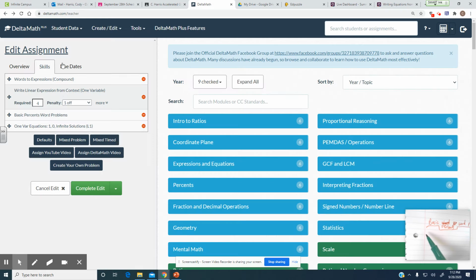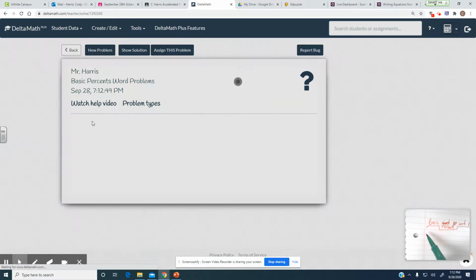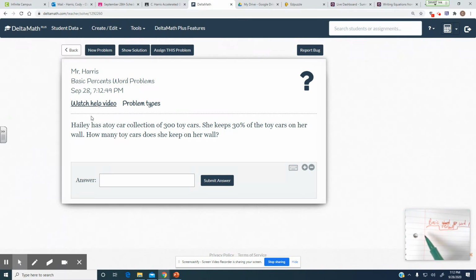Sorry, I clicked on the wrong section here. Basic, there we go. So this first problem, how many toy cars does she keep on her wall? Now this is a how much is she actually keeping, not a how much does she have. We know how much she has. She has 300 toy cars. We're trying to figure out how much 30% of those toy cars that she keeps on the wall would be.